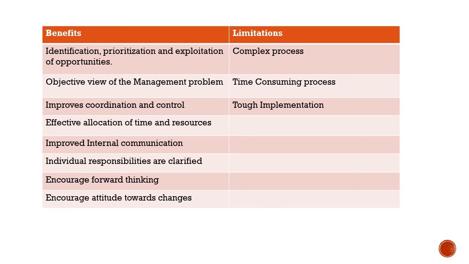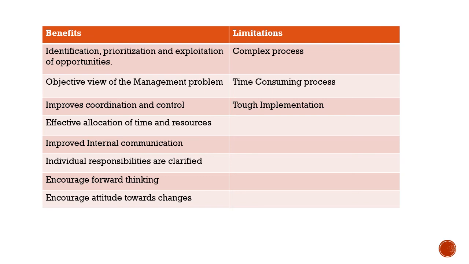The third point is planning. The strategic plan improves the coordination and control. Planning is ultimately the first step. When you have a proper plan, there is a means by which you can ensure proper coordination and proper control of the activities. The fourth point is effective allocation of time and resources.